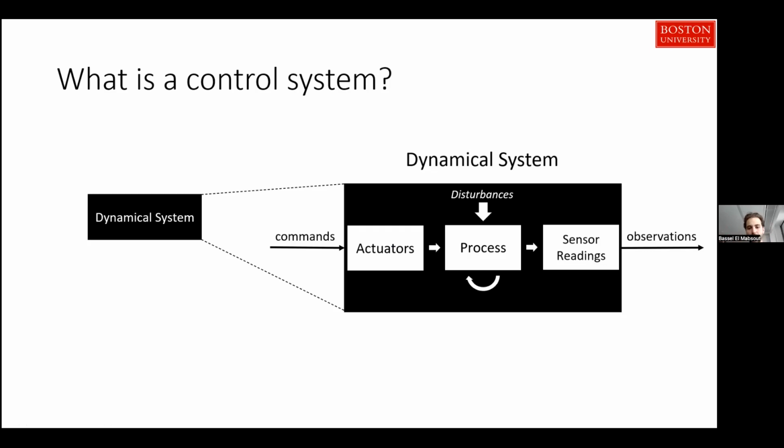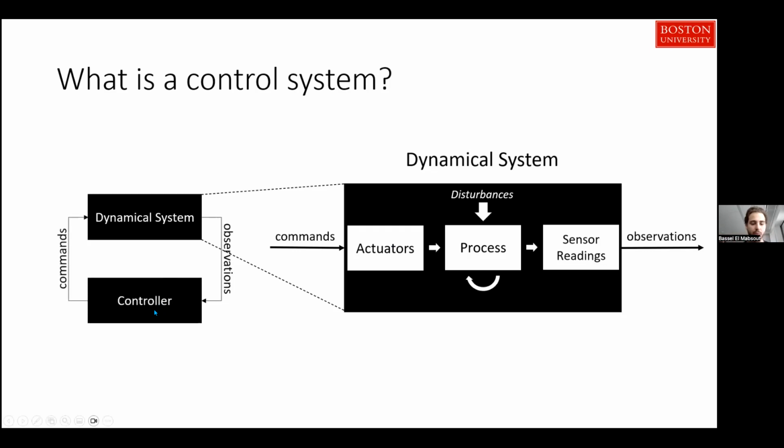Then the actuators would be the different motors on the robot arm. You would produce commands to control these motors, and the process that happens is the physical process that lets the arm move. You would get sensor readings, and those readings we call observations, and then you'd use those observations to further produce commands. And this is what the controller is. The controller is this thing that takes observations and produces commands.